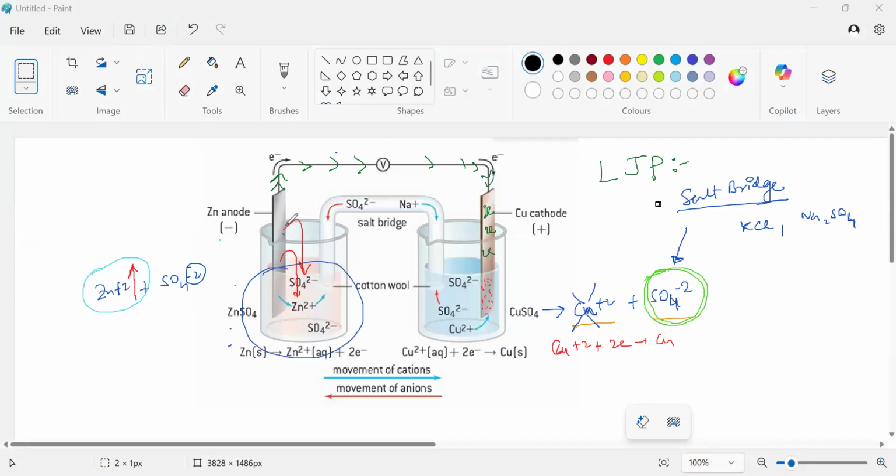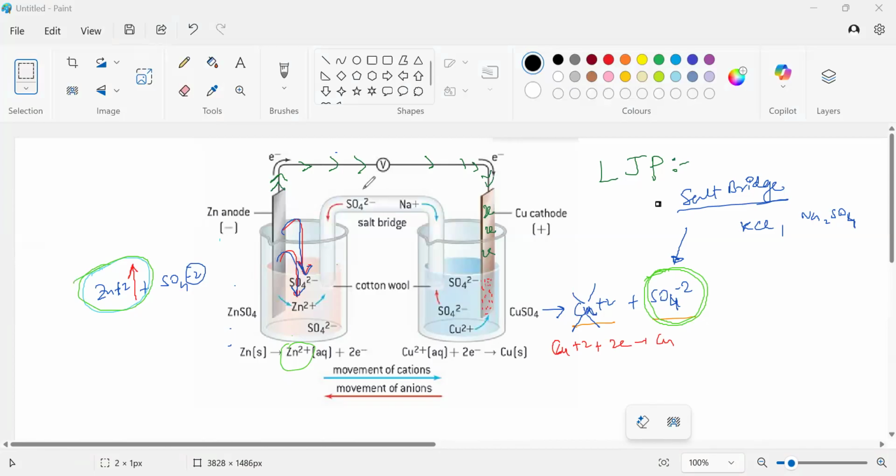Here, zinc was going from the plate to the solution as zinc 2 plus. What is happening in the anode? Zinc is going from the metal plate to the solution, and slowly the zinc 2 plus ions are increasing.